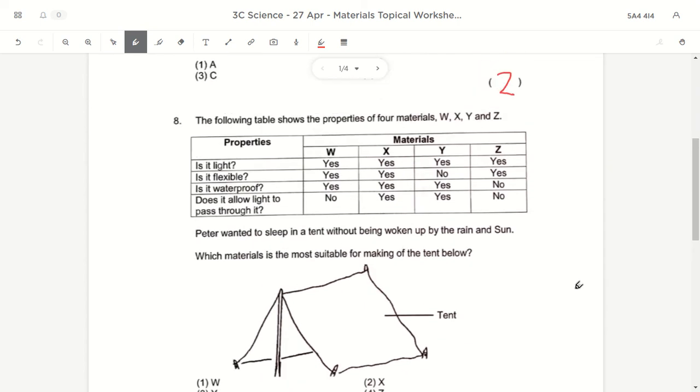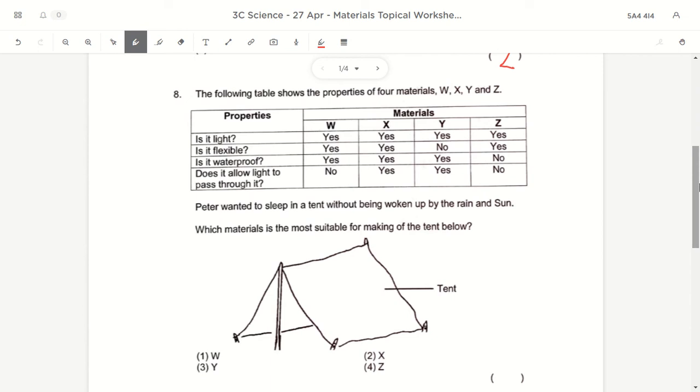Okay, now we go on to the next question. I have 4 materials over here, W, X, Y, and Z. There are a few different properties over here. The key word here is that I want to sleep inside without being woken up by the rain or the sun. That means if it rains, I don't want to be affected by the rain. If it's very sunny, I don't want to be affected by the sun. So I want to avoid the rain, I want to avoid the sun.